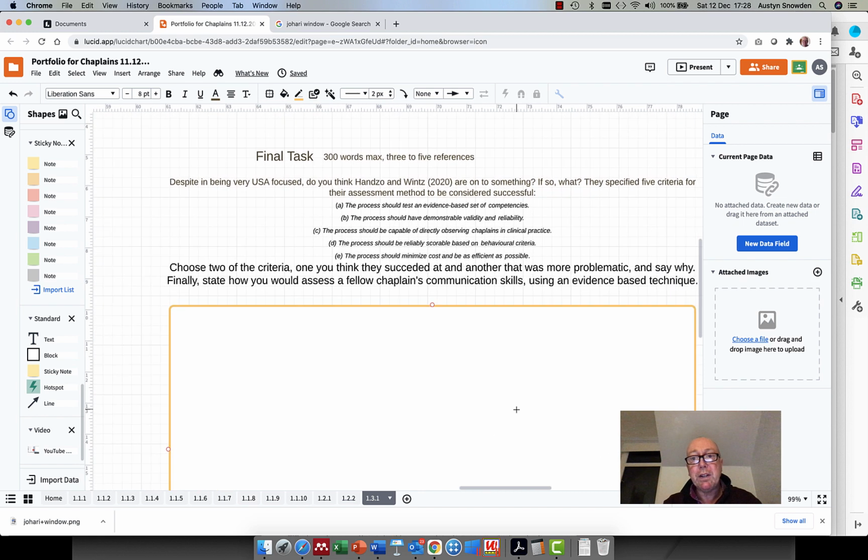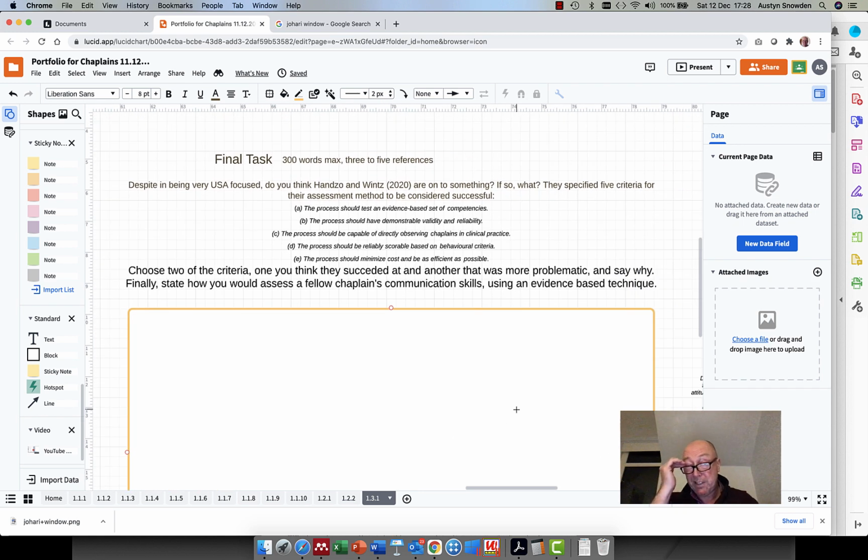They go on to identify 5 specific criteria for their assessment method to be considered successful. What I'd like you to do is choose 2 of them. One which you think the paper has succeeded at, and another which you think maybe that wasn't quite on the nail as much as they think, and say why.